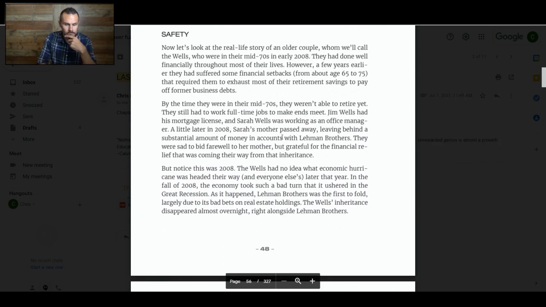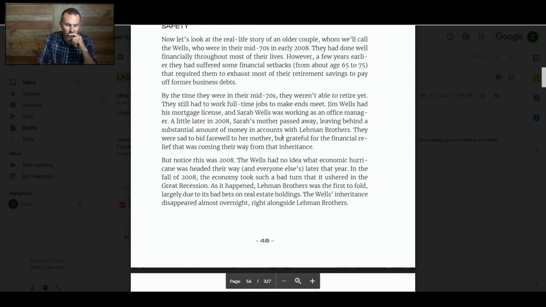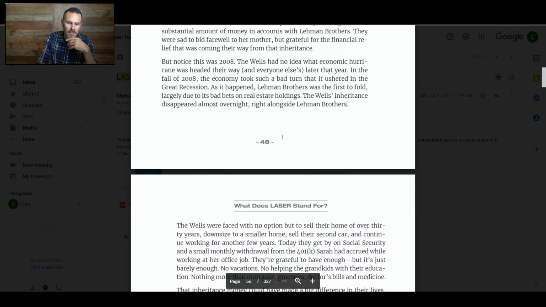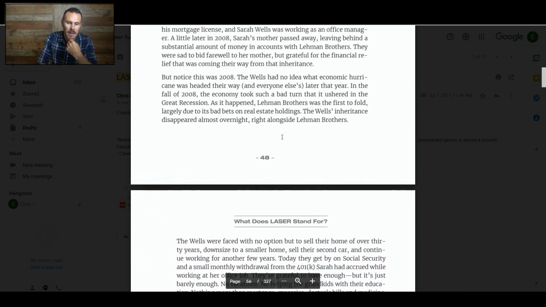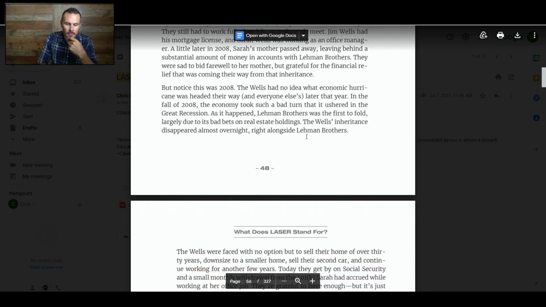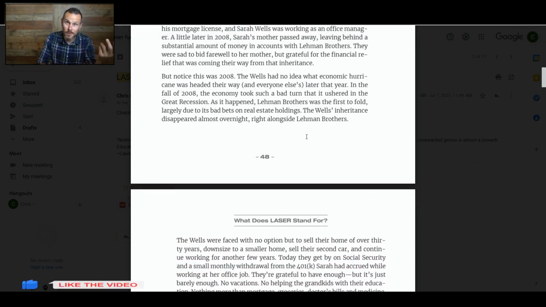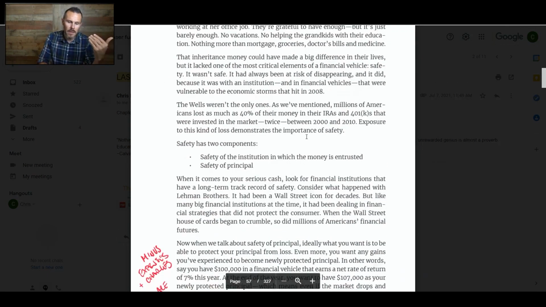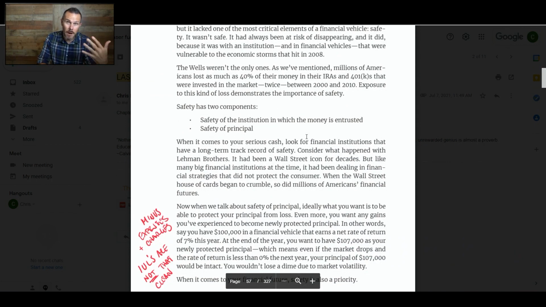So safety. He tells a story about a couple in their 70s. Their mother passes away, and all of her money was in Lehman Brothers, and guess what? It was 2008. Lehman Brothers failed. The money went up in smoke. So he tells a story about how money can just evaporate. And obviously, if you haven't done your research on this, financial institutions in the life insurance industry, historically speaking, are the safest financial institutions in the world.